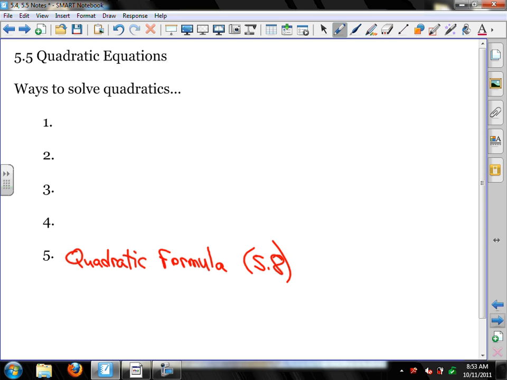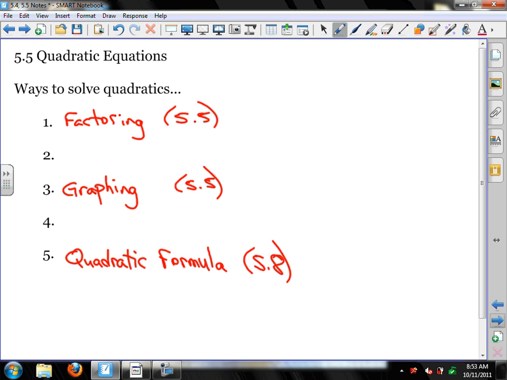Solving by graphing. We'll do that not today. It is in section 5.5, but we'll be doing that on Thursday. Solving by factoring. If we have a factorable quadratic, that's going to be the easiest, fastest way to solve it. Problem is, not all quadratics are factorable. We'll talk about how to tell if you can factor or not.